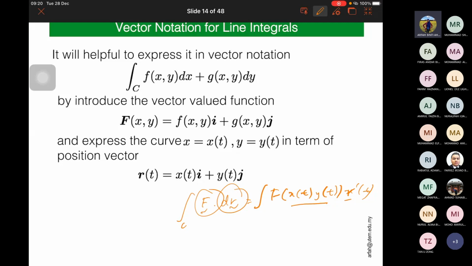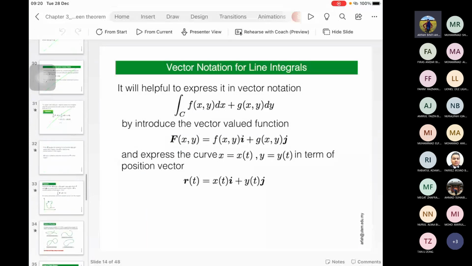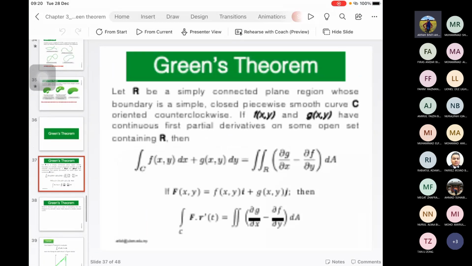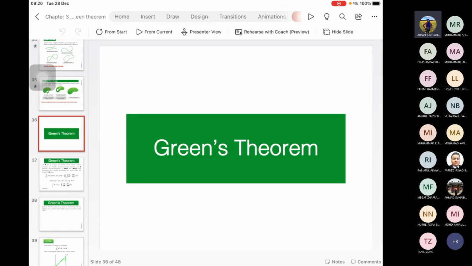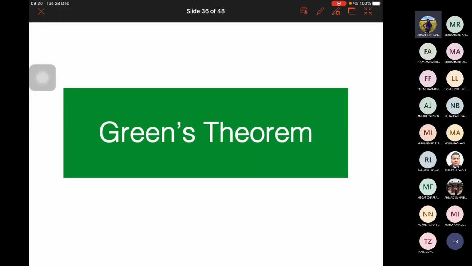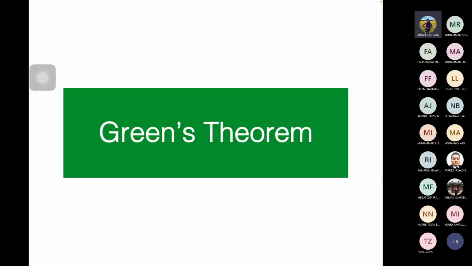So from here, Green's theorem gives an alternative for this case. So let's take a look into Green's theorem. Okay, so this is Green's theorem. Why Green? Because the name of the person who found this theorem is maybe Robert Green, something like that. That is why the theorem is called Green's theorem, not because of the color green.